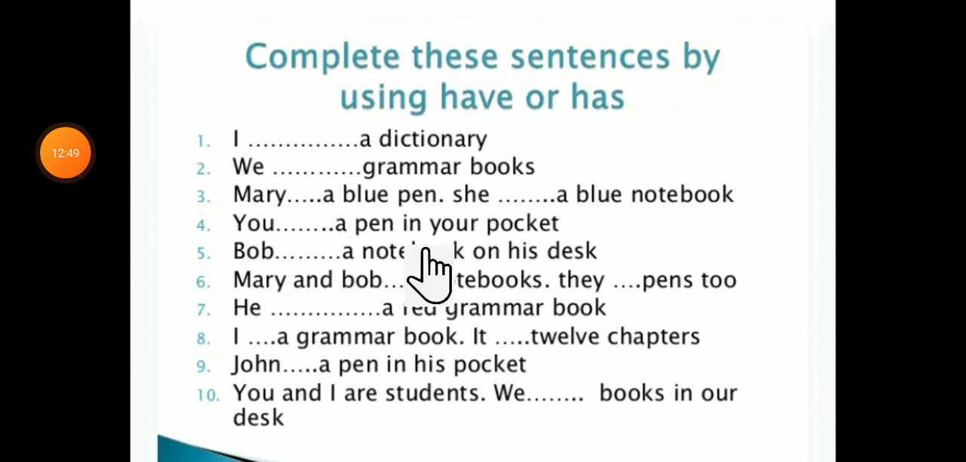Now we have one exercise here. Complete these sentences by using have or has. All right. See, I have a dictionary. Yes. Okay, we have to use here: I have a dictionary.